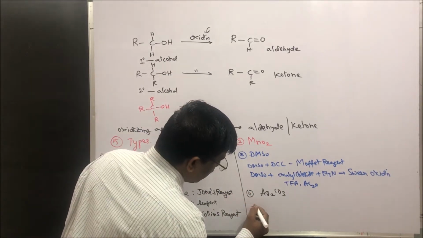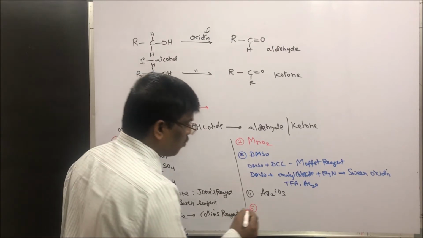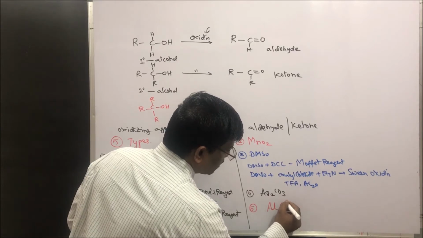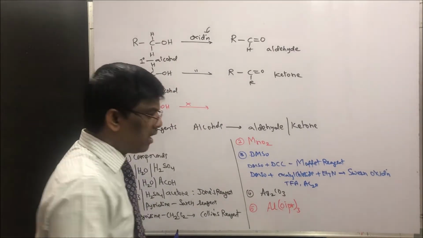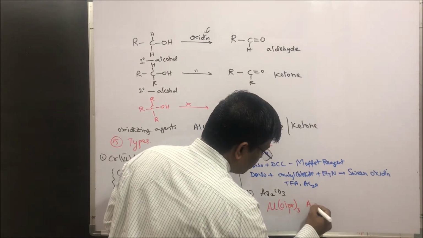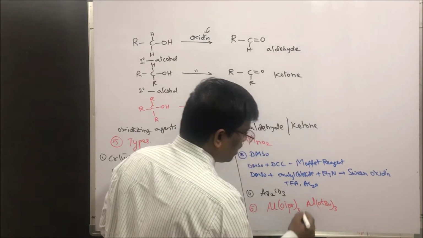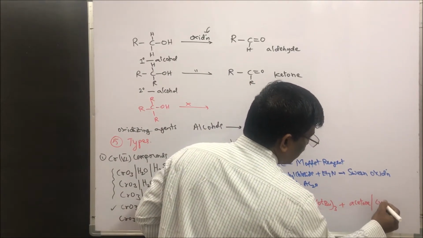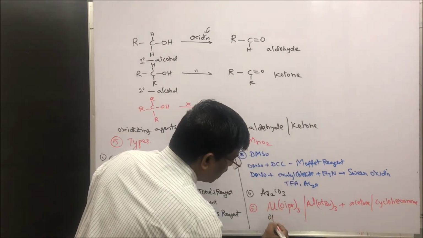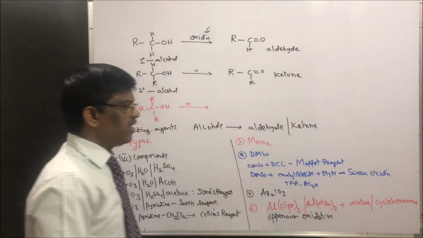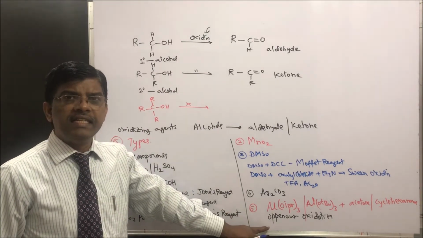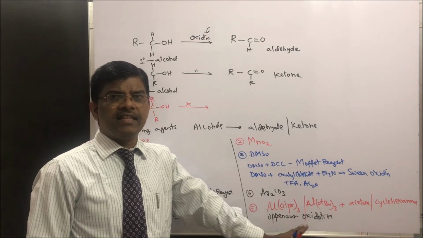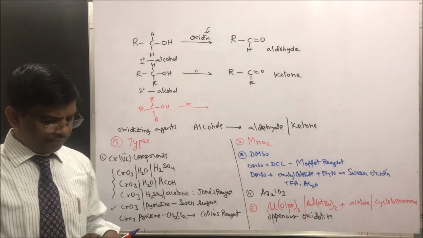The important reagent we are going to discuss is the Oppenauer oxidizing agent, which is aluminium isopropoxide, or you can use aluminium tertiary butoxide, either one of these two, plus acetone or cyclohexanone. This is Oppenauer oxidation. Now we are going to discuss in detail the Oppenauer oxidation mechanism and examples under this reaction. Let us see the Oppenauer oxidation in detail.